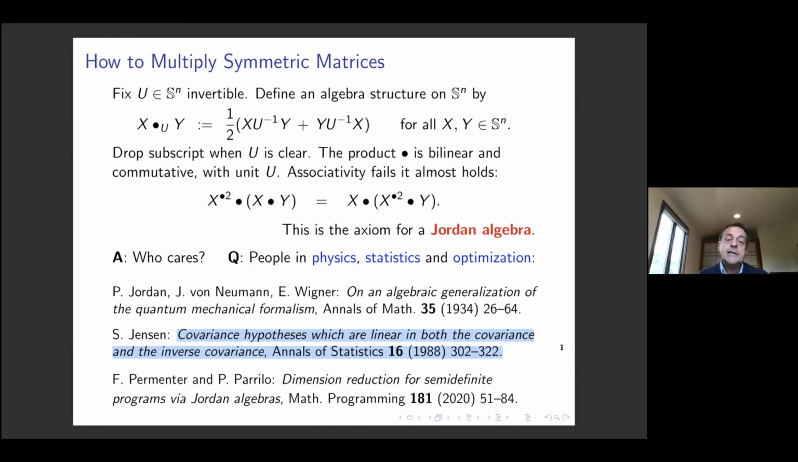In optimization, there's work of Parrilo and Permenter from last year. Jordan algebras are very important to exploit symmetry and dimension reduction in semidefinite programming via Jordan algebras. So this seemingly weird axiom of a Jordan algebra, this seemingly weird way of multiplying two matrices, is actually important in a wide range of contexts.